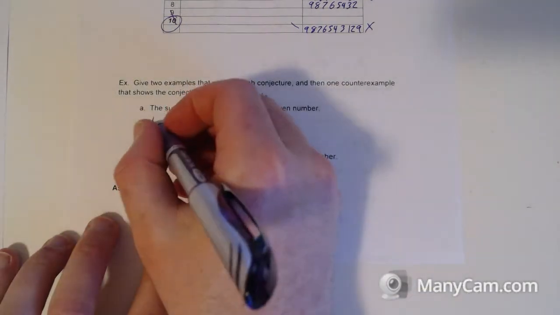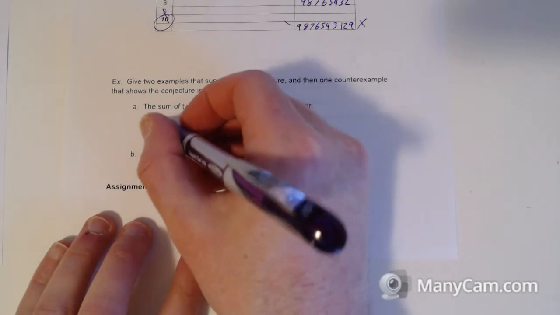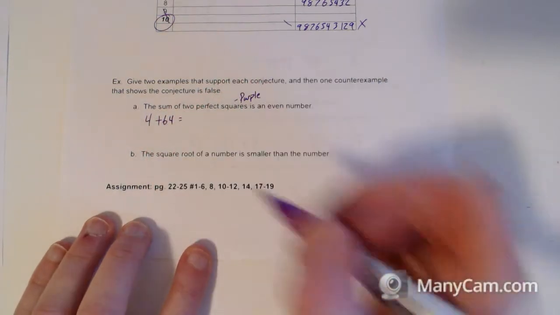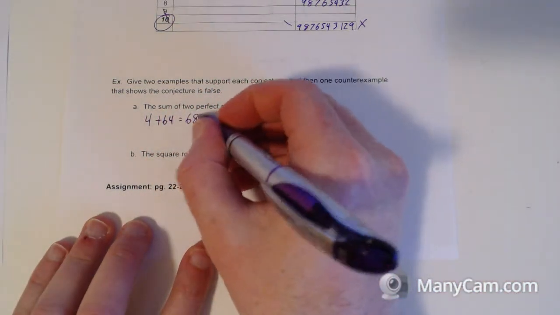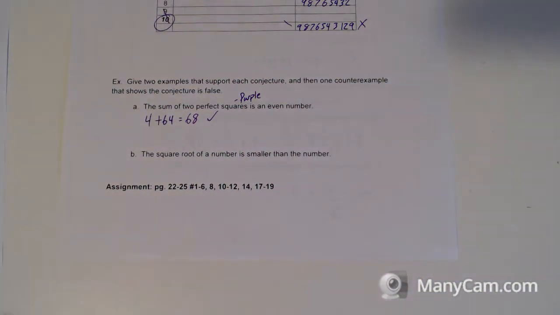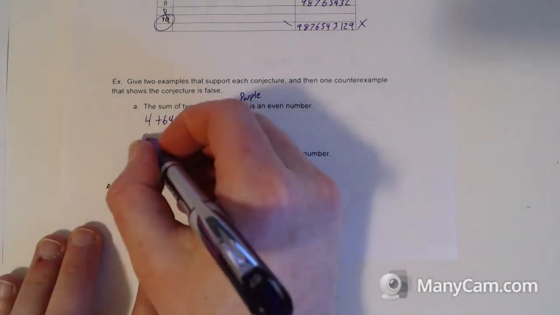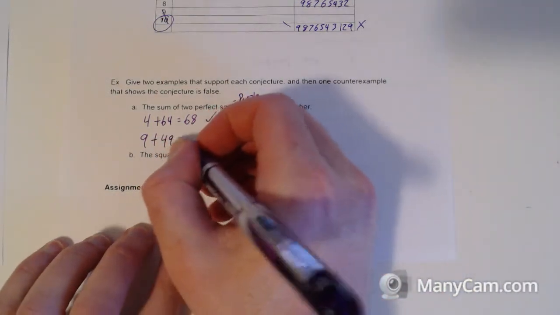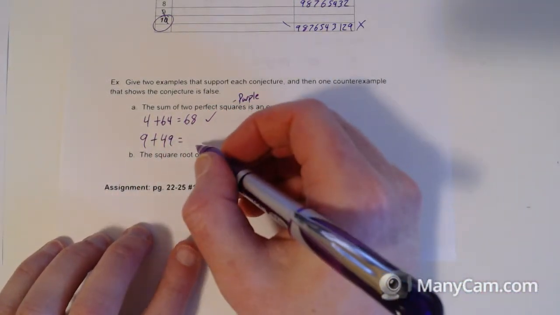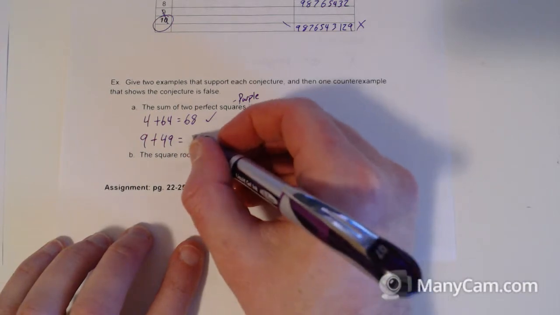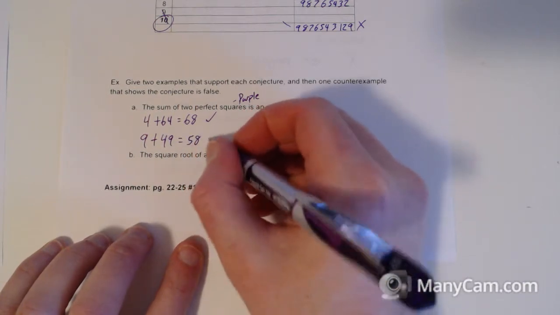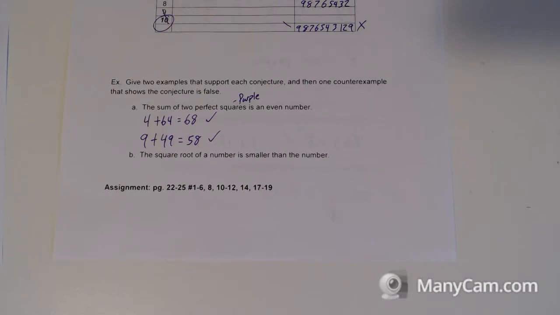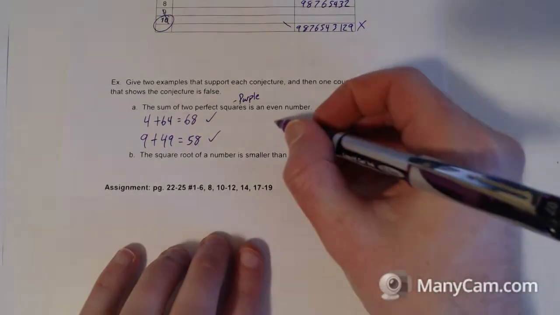Well, 4 is one of them, and 64 is one of them, which makes 68, which is indeed even. I also have 9 as one of them, and I also have 49 as one of them, which equals 58, if I did that right, which is also an even number. So 2 ways to prove it's true, 1 way to prove it's not true.